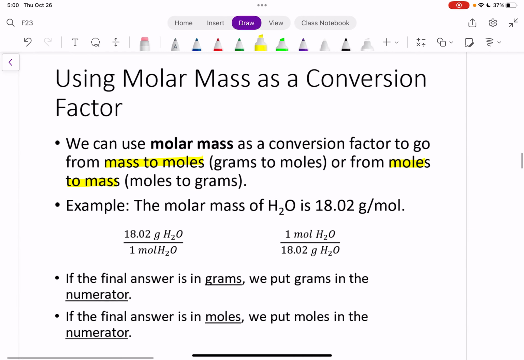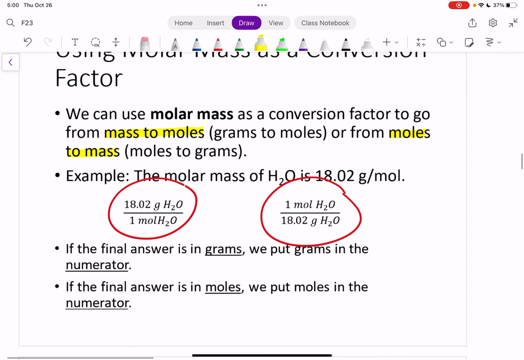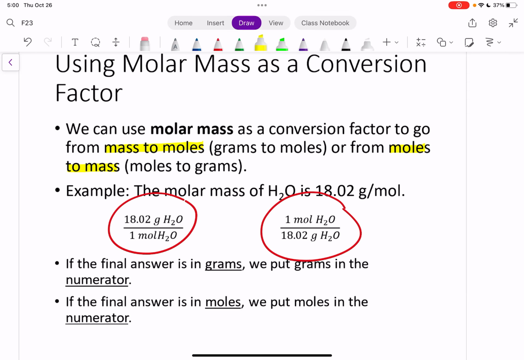And just like anything, the conversion factor can be split up into 2 different options. You can have 18.02 grams of water over 1 mole of water. Where am I getting 18.02? That's from this here. That's the molar mass of water. So 18.02 grams of water can go on the top, with 1 mole of water on the bottom, grams per 1 mole. Or we can flip that and say, okay, we have 1 mole of water on the top and 18.02 grams on the bottom.